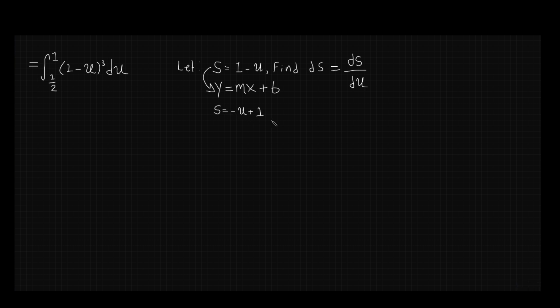So now we have s equals -u plus 1, which is equivalent to this equation here, s equals -1 times u plus 1. So now it's in standard form, y equals mx plus b, and we can see that m equals -1 because it's the coefficient in front of u. And then likewise, the y-intercept b is going to be just 1. Therefore, ds over du is going to be -1.